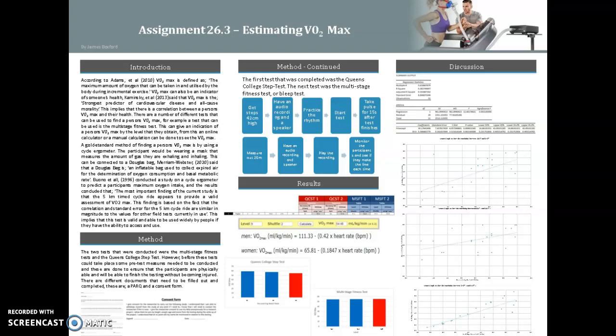So a gold standard way of finding a person's VO2 max is by using a cycloergometer, and they would be wearing a mask that measures the amount of gas. So this is called gas analysis. The cycloergometer is the equipment that is used. The gas analysis mask is connected to a Douglas bag, and Merriam-Webster described the Douglas bag as an inflatable bag used to collect expelled air for the determination of oxygen consumption and basal metabolic rate.